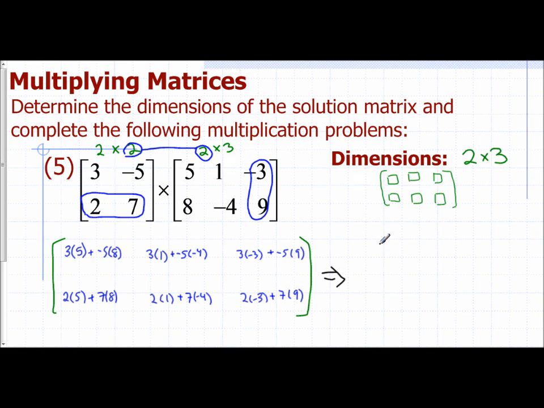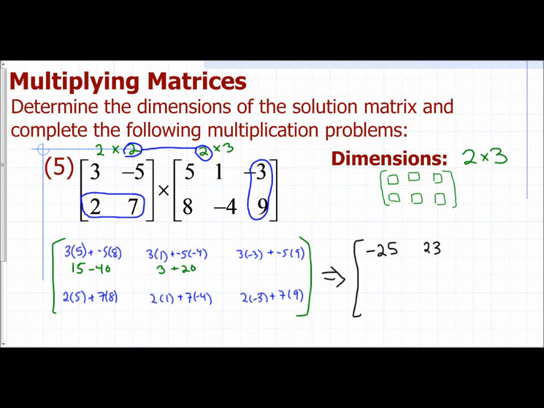So let's do some of the quick math. We have 3 times 5 is 15. -5 times 8 is -40. So 15 minus 40 is going to give me -25 in that first position. We have 3 times 1, which is 3, -5 times -4 is +20. So we have 3 plus 20, which is going to give me my 23.